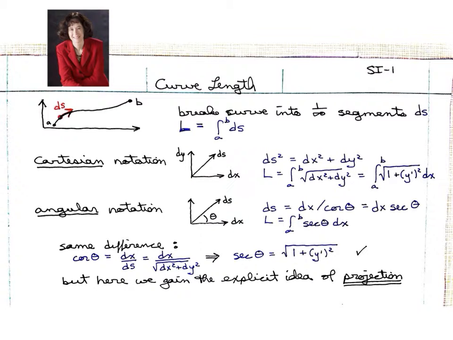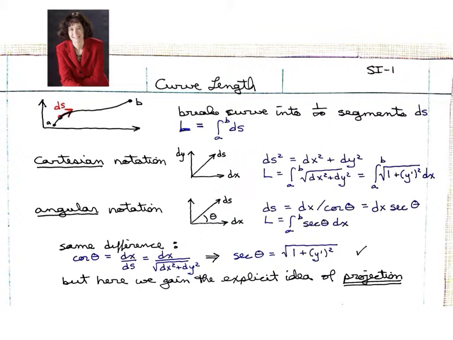Now these numerically will give the same answer because cosine theta is dx over ds, meaning dx over the square root of dx squared plus dy squared. So secant theta is literally the same factor that we saw in our original integral.